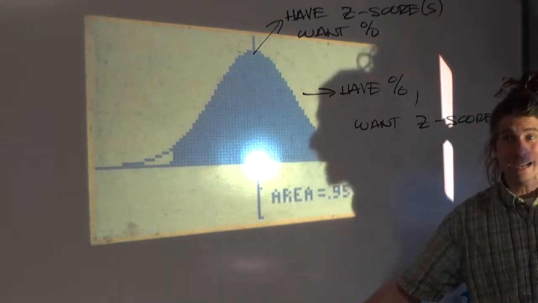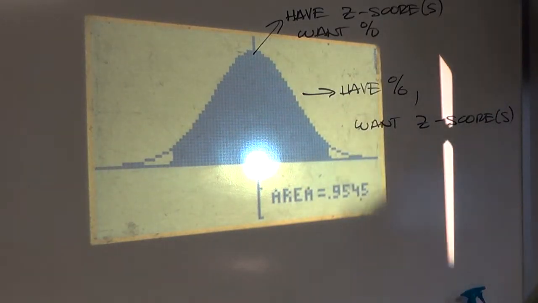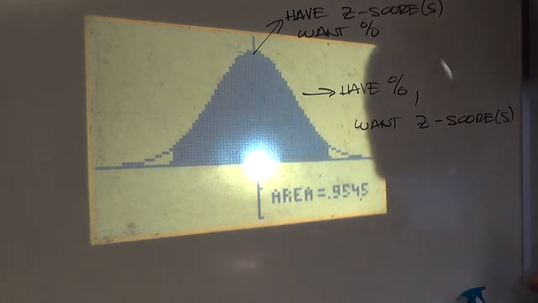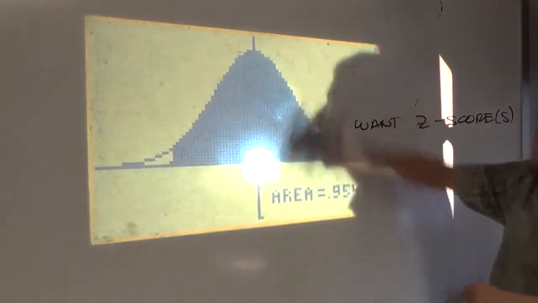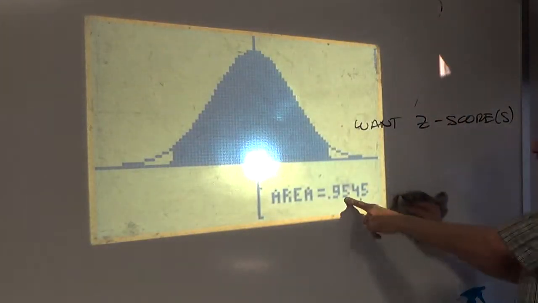Notice it's not exactly 95%. It's closer to 95.5%. Does anybody know the actual z-scores that make the closest to 95%? Okay, don't worry about it. I'll do 2.4. Don't worry about it right now. 2 is good enough. That's close enough to 95%.